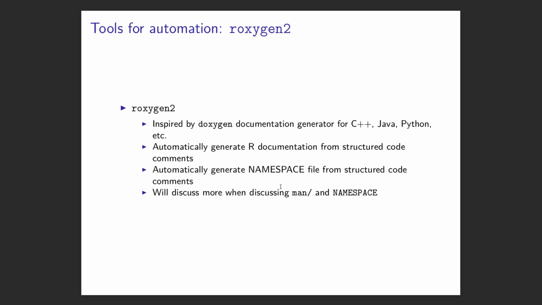Roxygen2 is inspired by the Doxygen documentation generator for other languages like C++, Java, Python, and so forth. The idea is to generate our documentation from structured code comments. Rather than writing all of the documentation by hand, you still need to write the actual documentation. It just simplifies it a little bit, and you get to write that documentation in code comments right next to your code. So in some ways it can be easier.